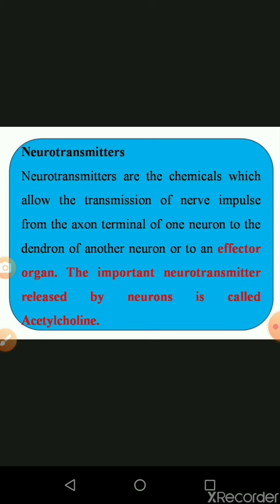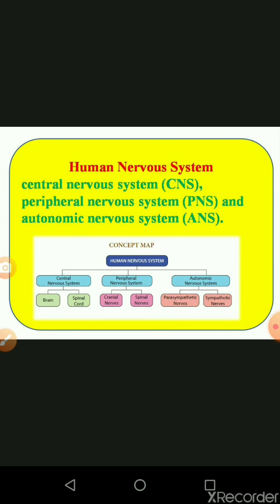Then the important neurotransmitter released by the neuron is called acetylcholine. Acetylcholine. It is another type of one mark question. The next topic we are going to see is the human nervous system.